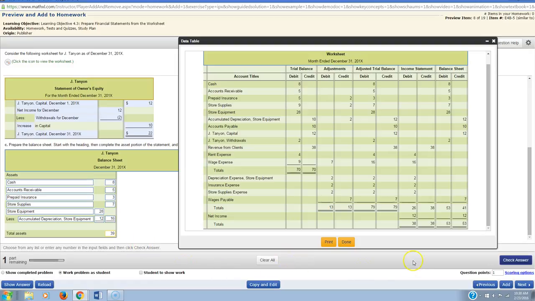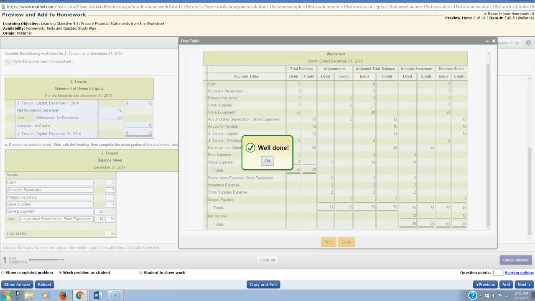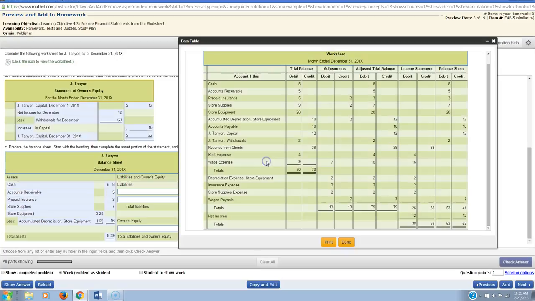I guess they're prompting me to check the answer there. I hope I got it right. So let's see what happens. Okay, so I clicked, and job well done. And I think it's going to take me to the other side of the balance sheet, which is going to show you the liabilities and the ending owner's equity.